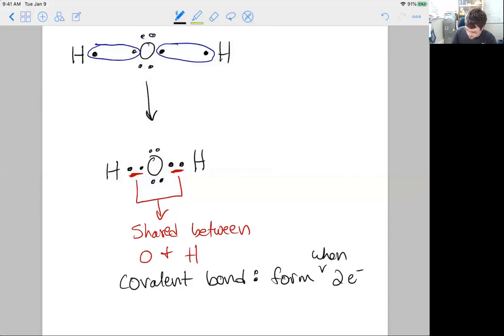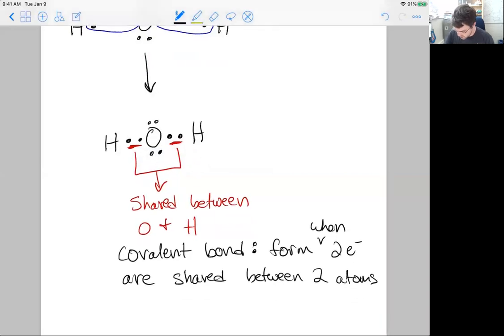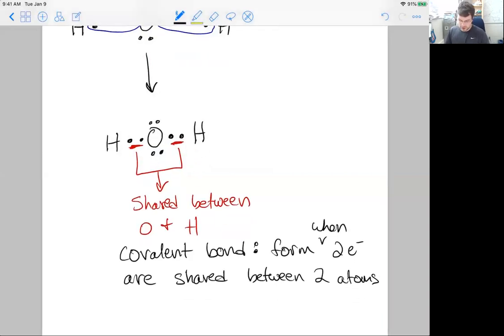They form when 2 electrons are shared between 2 elements or atoms. That seems like a case where I want to write the word atom, excuse me. Okay, so they're shared between 2 different atoms, or just 2 atoms. They could be 2 atoms of the same type.